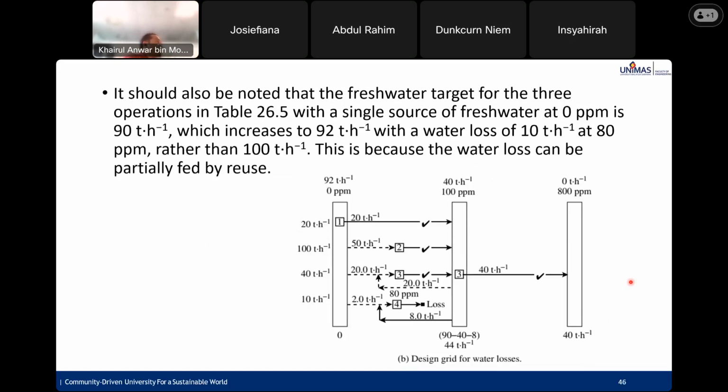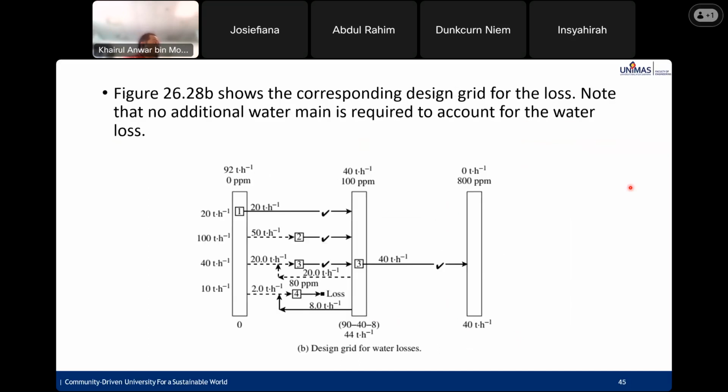It should also be noted that the freshwater target for the three operations in table 26.5 with a single source of freshwater at 0 ppm is 90 ton per hour, which increases to 92 ton per hour with a water loss of 10 ton per hour at 80 ppm, rather than 100 ton per hour. This is because water loss can be partially fed by reuse. How does it affect the water loss? So 8 ton per hour is coming from the second main.